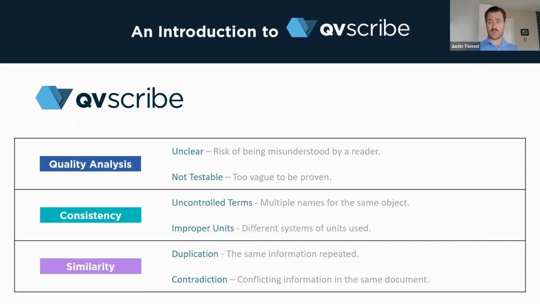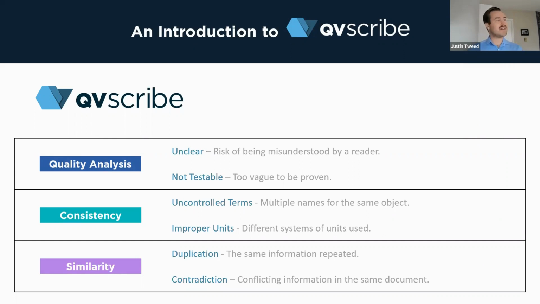Within QVscribe, we have 3 base analyses. The first being quality analysis. This is a risk score for each requirement. It's looking for unclear language, ambiguous language that has a risk of being misinterpreted at these latter stages, and then language that isn't going to be testable. It's not going to be verifiable. How do you prove that this language and this requirement has been met?